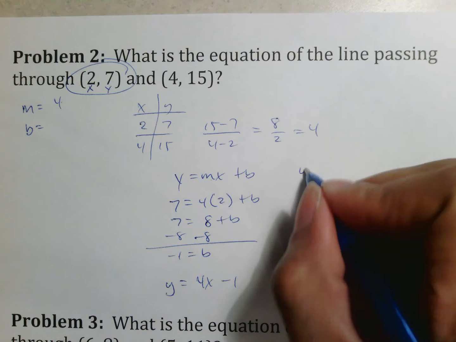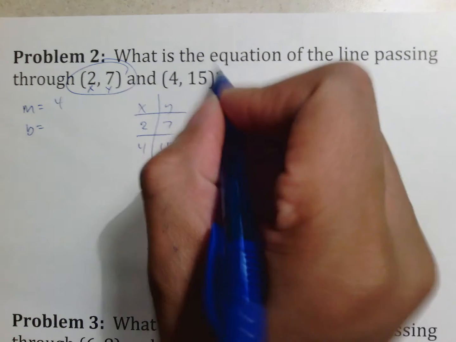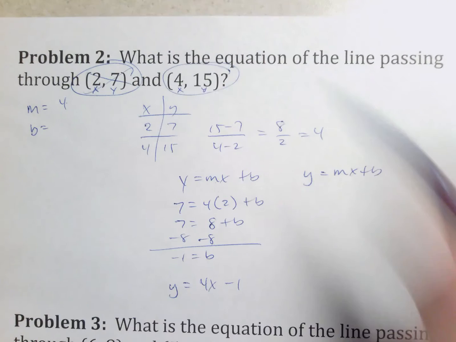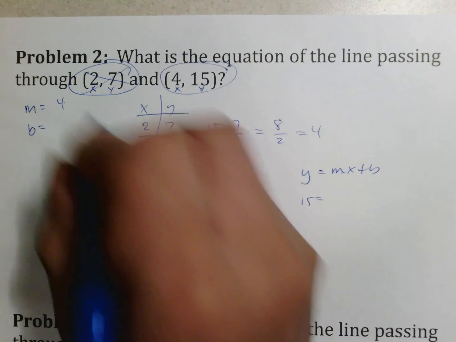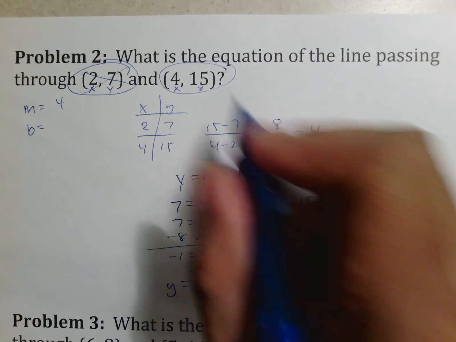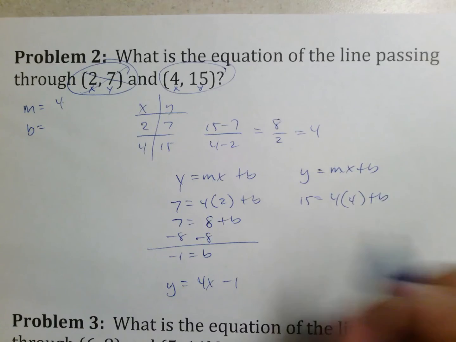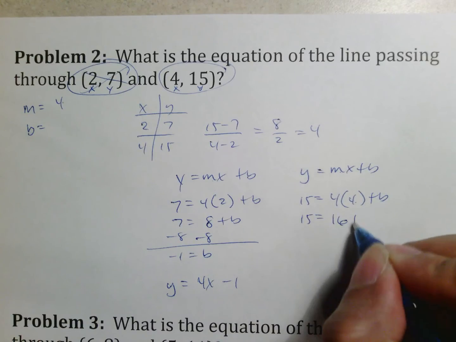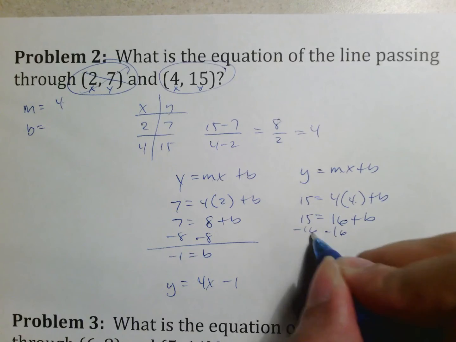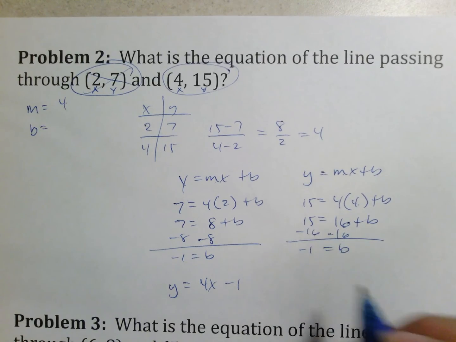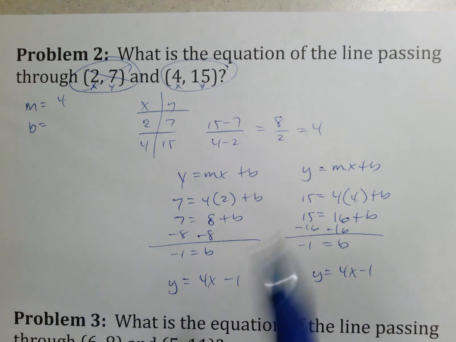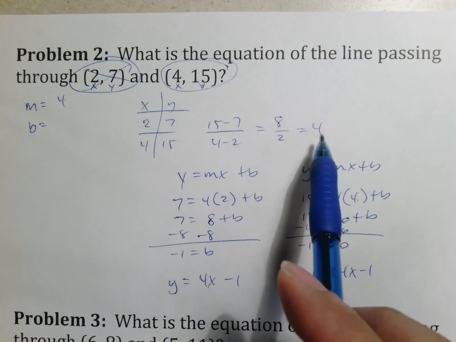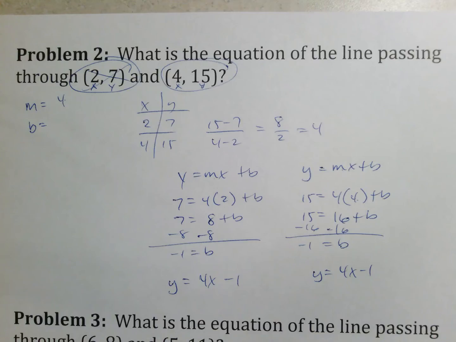But let me just show you that even if you chose this point as your x and your y, it still should work out the same. In this case, y was 15, m is still 4 because that's the slope, x is 4, plus b. 15 equals 16 plus b. Subtract your 16, and notice 15 minus 16 is still negative 1, and you still get y equals 4x minus 1. So my point is, the only difference between today's work and last week's work is that you have to actually find m first and then use that in your y equals mx plus b after you choose a point.